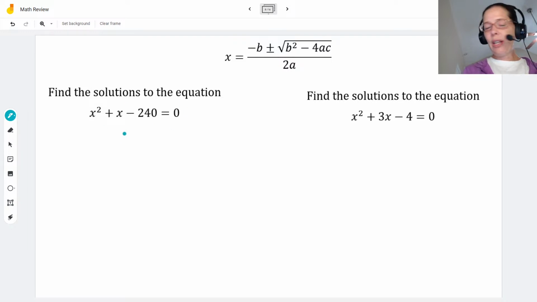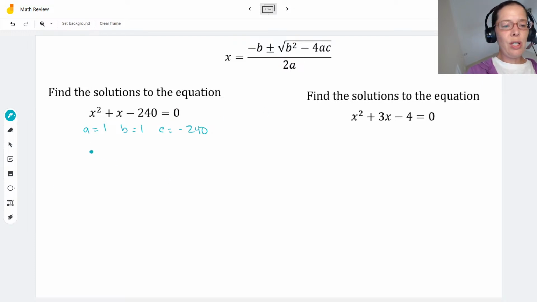So I'm going to start here on the left, and I'll go ahead and write everything out. So a equals 1, b equals 1, and c equals -240 for this equation here. So I'm going to do the discriminant first. So this is going to be 1 squared minus 4 times 1 times -240. All right, and that gives me a discriminant of 961. Now, the nice thing is that actually is a perfect square.